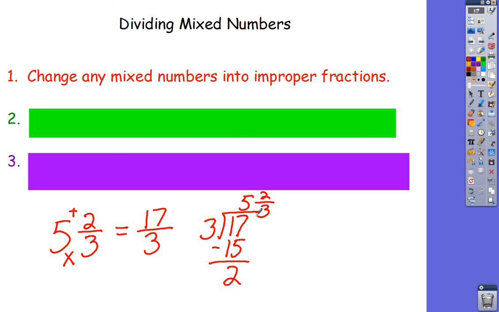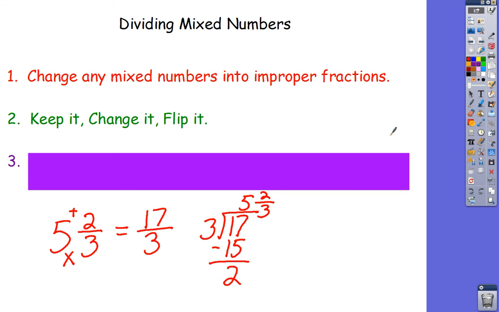Okay, step 2. After you've changed mixed numbers to improper fractions, the next thing you need to do is the same step that you did with just regular fractions. Keep it, change it, flip it. Keep the first fraction the same. Change the division sign to multiplication and flip over the second fraction or use the reciprocal.